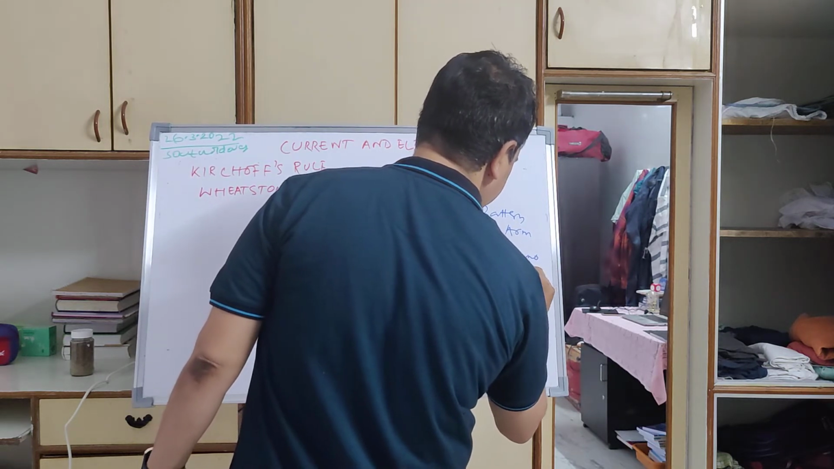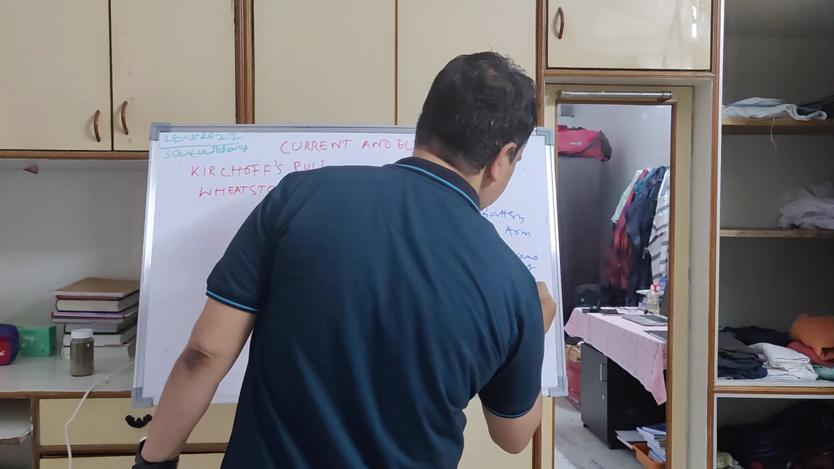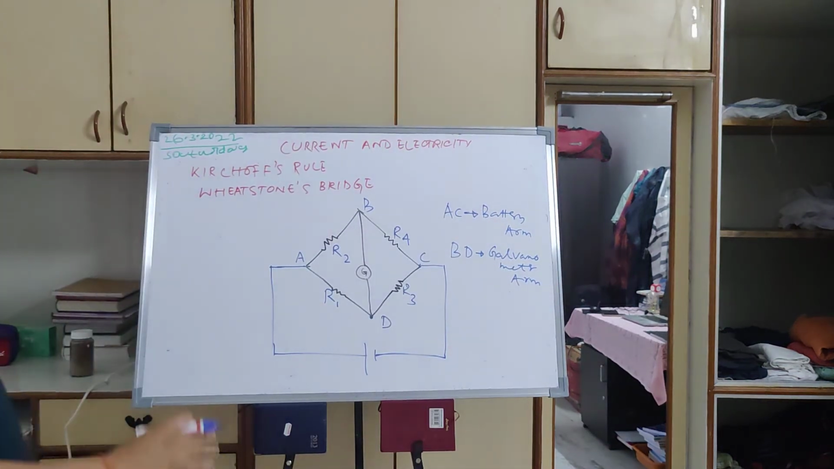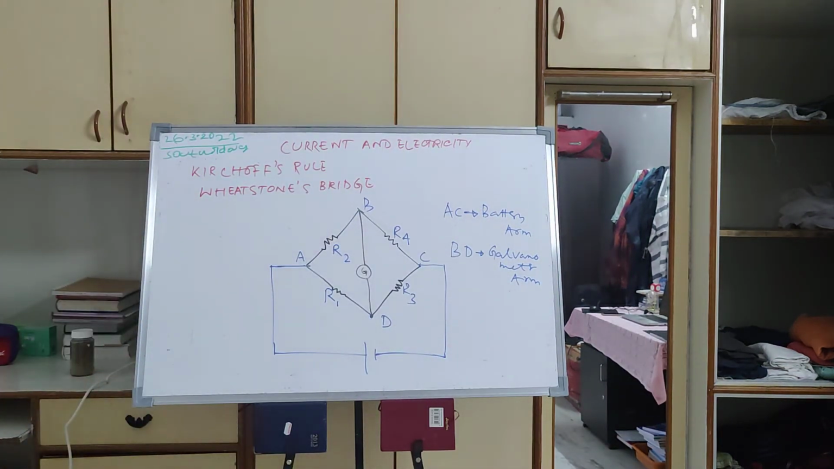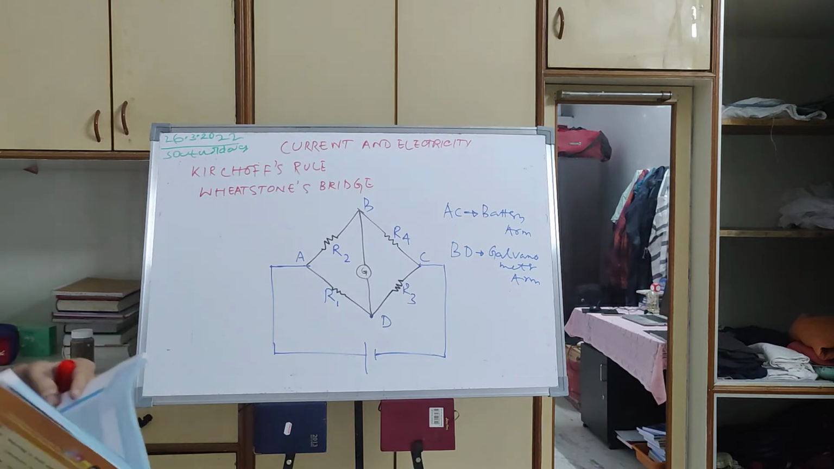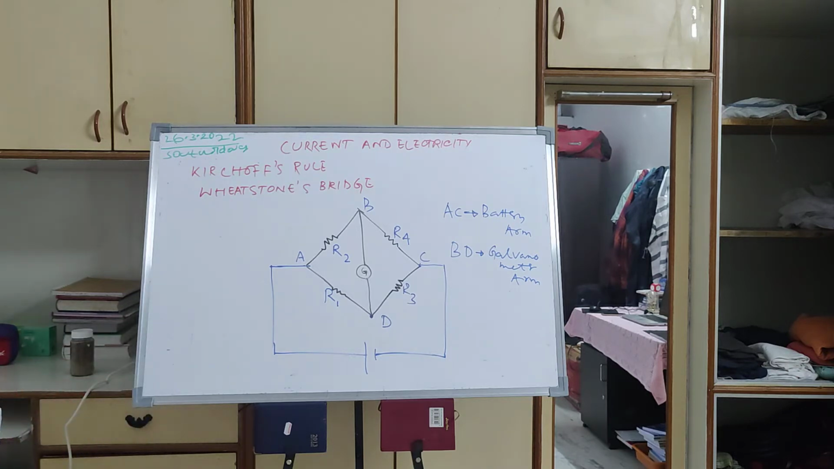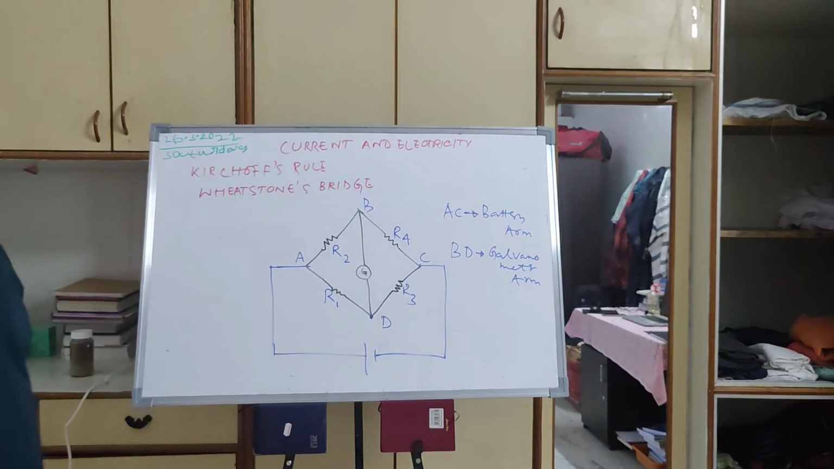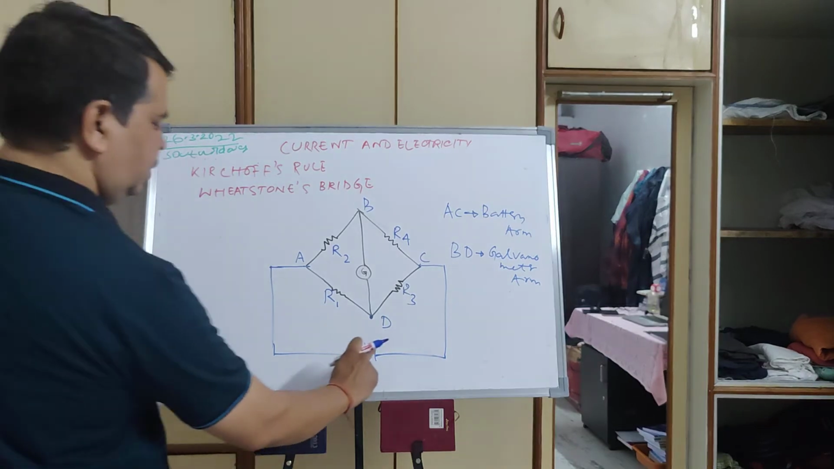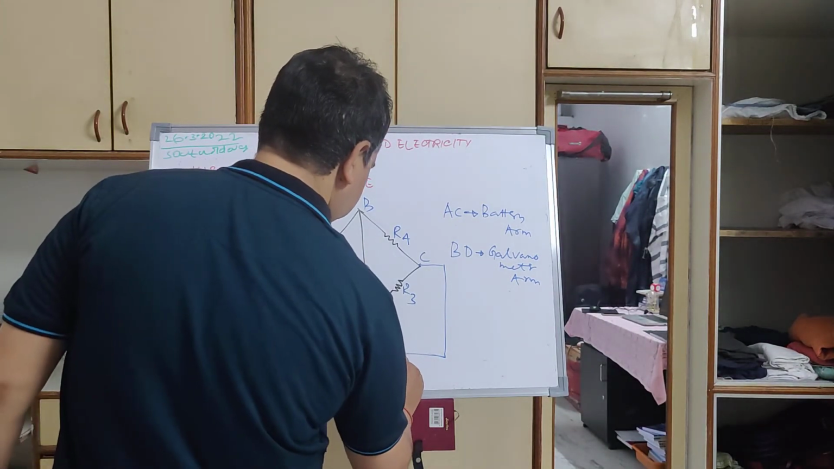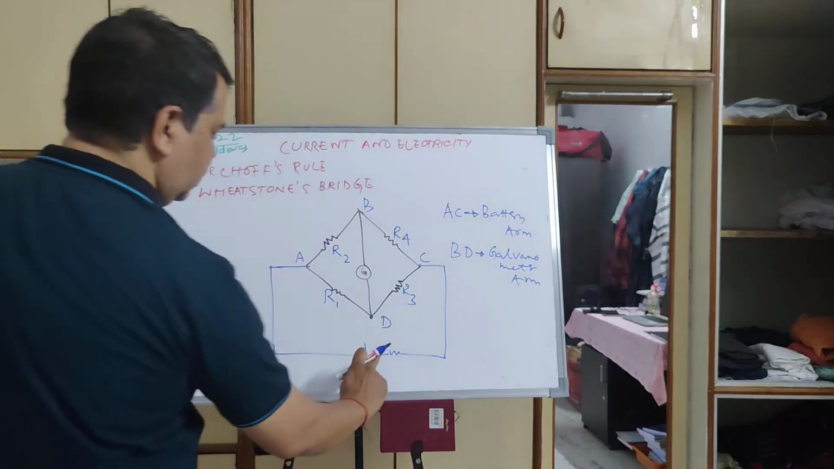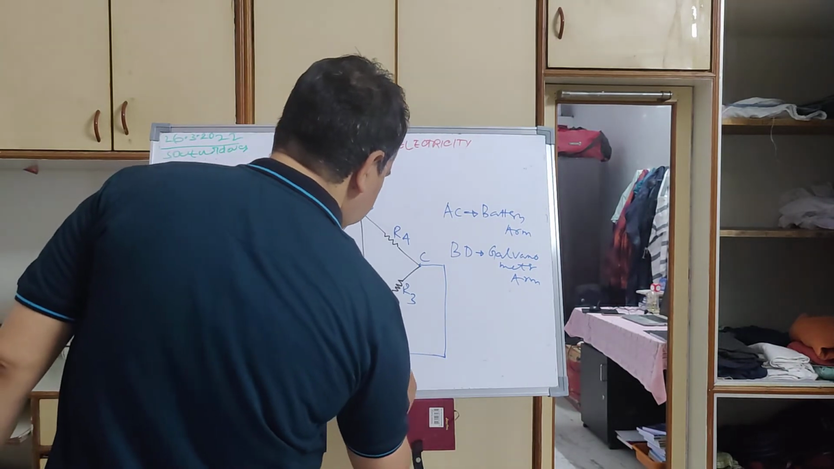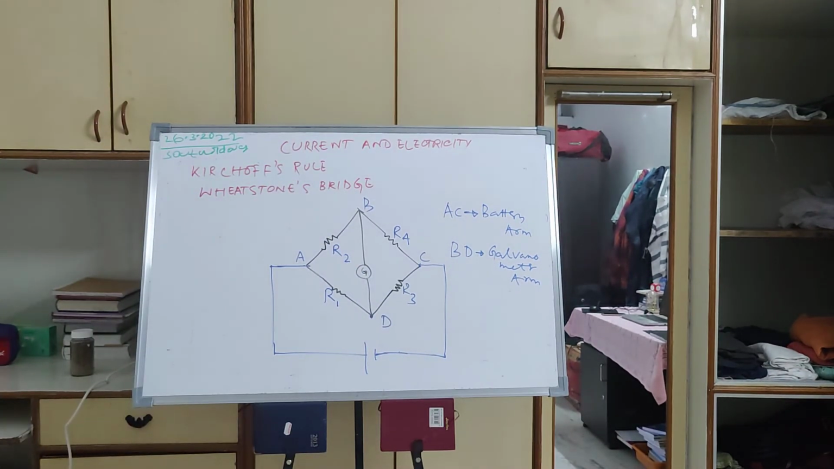Galvanometer arm. There are two arms of a Wheatstone bridge. AC is the battery arm. BD is the galvanometer arm. For simplicity, we assume that the cell has no internal resistance. Otherwise, you could have put a resistance here like this, right? But you assume that it is not there. It's not a dry cell, and it does not have any resistance.